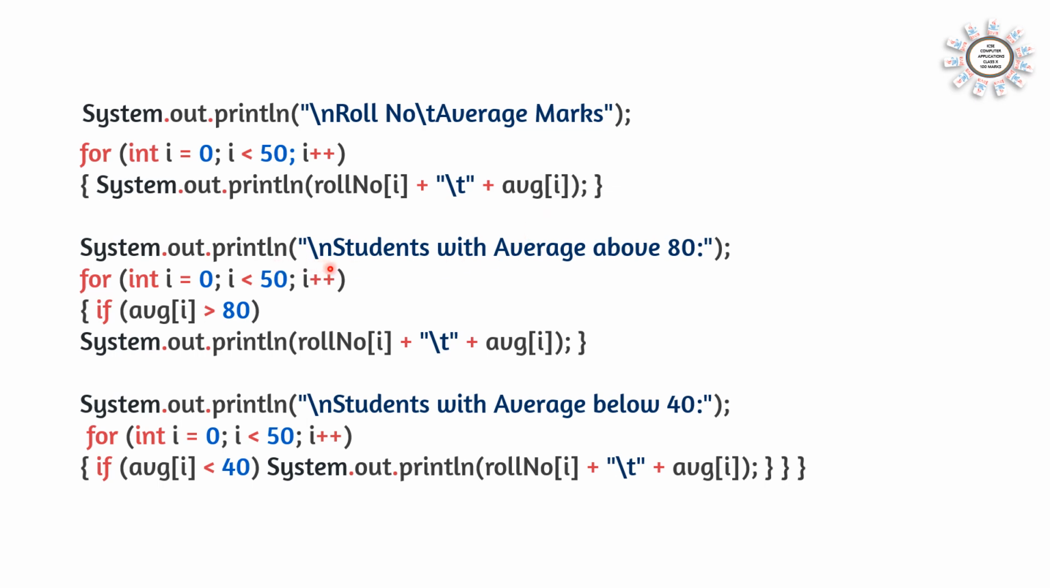And now the second heading, System.out.println average marks of those who got above 80. So here once again start the loop from 0 to 50 and check the condition. If avg of i is greater than 80, then only print the roll number and avg of i. And now who got below 40, write the heading and int i is equal to 0, i less than 50, i plus plus. And if avg of i is less than 40, then print the roll number of i and avg of i. If it is not less, it will not be printed. So like this we can complete the program.